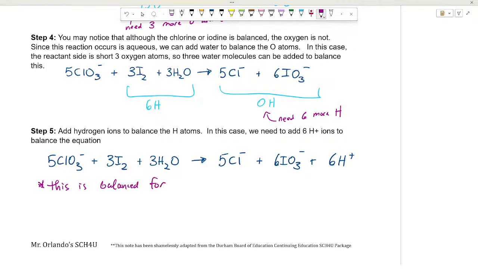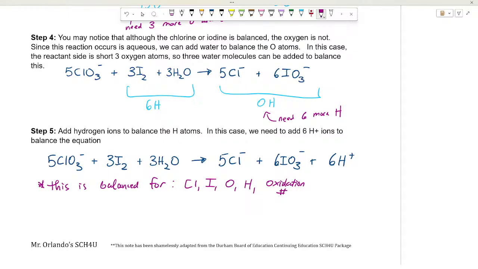This is balanced for Cl, I, O, H, oxidation number, right? Which is important. Remember, we balance that. Nothing here should change that, because in water, the oxidation number of hydrogen is +1, and over here, the oxidation number of hydrogen is +1, right? So it's balanced for chlorine, iodine, oxygen, hydrogen, and oxidation number. And really quickly, it should also be balanced for charge.